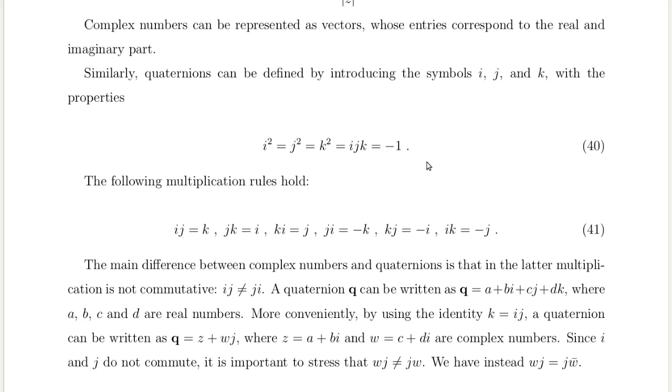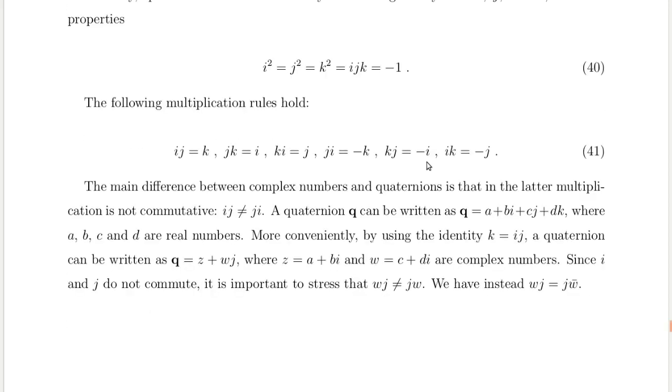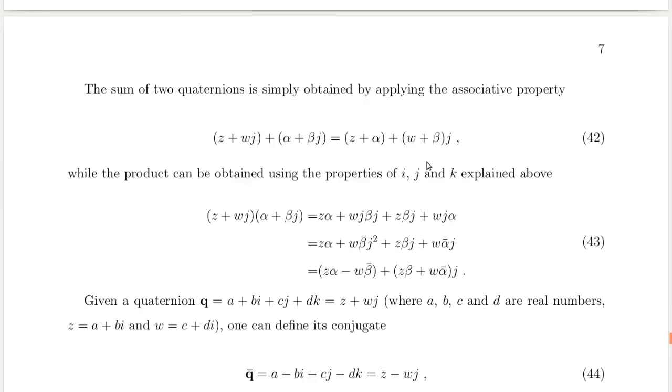Great. So it's important to keep in mind that since i and j do not commute, a complex number times j is different from j times the complex number, because when you multiply j with i it is actually equal to minus i with j. So a complex number times j is equal to j times its conjugate. And again, we can apply the associative plus the commutative properties for the sum, and the product can be derived using the properties that we defined earlier.